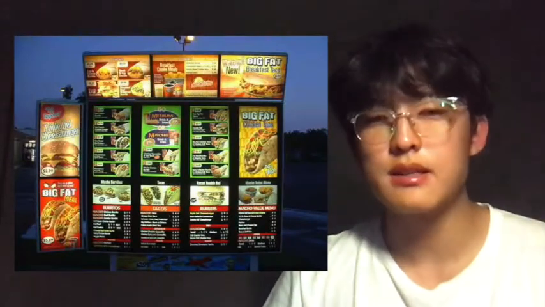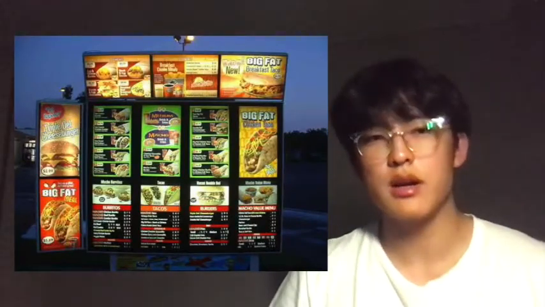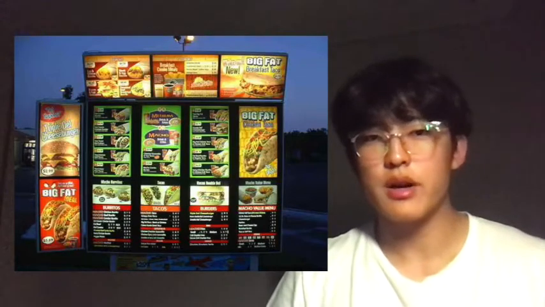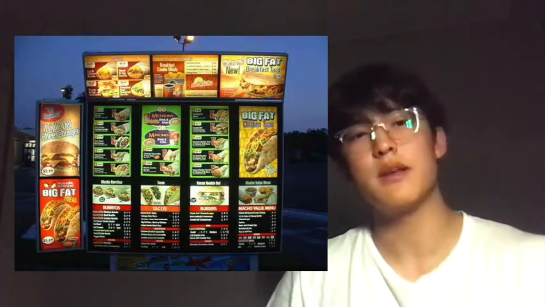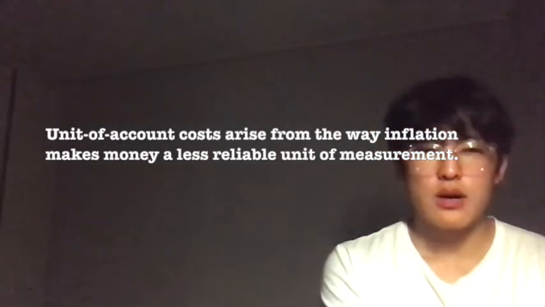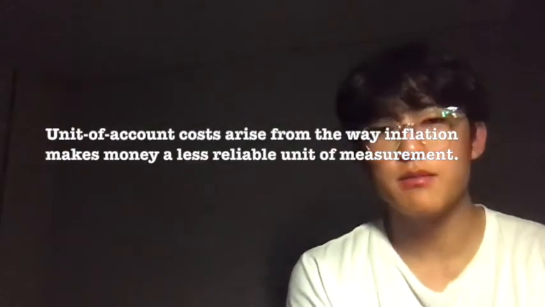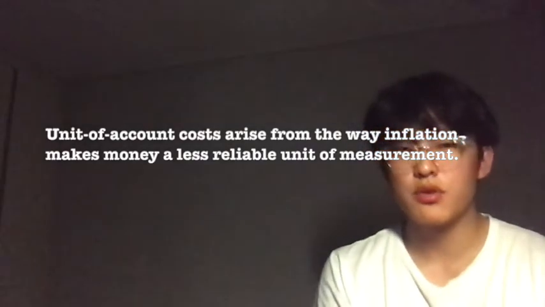Menu costs are the real cost of changing listed prices. To change the price in a store may require a clerk to change the price listed. So when it comes to inflation, firms are forced to change prices more often, and this means higher costs for the economy as a whole. Unit of account costs arise from the way inflation makes money a less reliable unit of measurement.